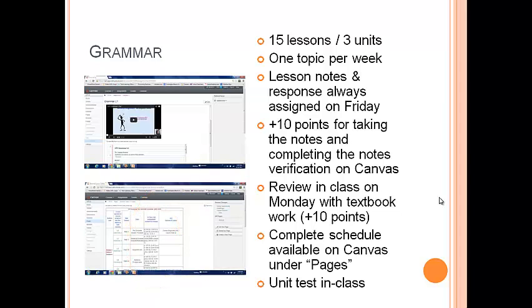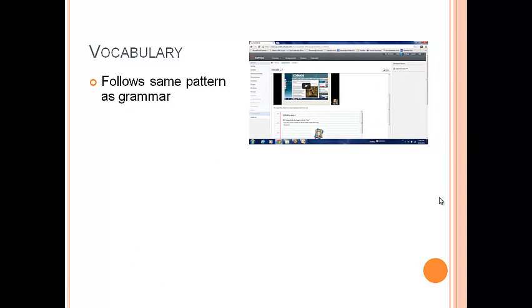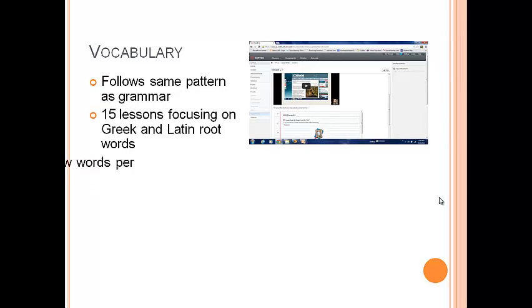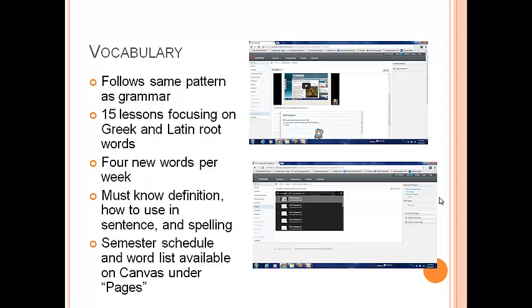Unit tests are in class. Grammar follows the same pattern as vocabulary. There are 15 lessons, and each lesson focuses on a particular Greek or Latin root word. Each root word will have 4 English words associated with it. The students must know the definition of the word, how to spell it, and be able to use it in a sentence. Again, the semester schedule for vocabulary is posted on Canvas, and a complete word list for the whole semester is also posted there.